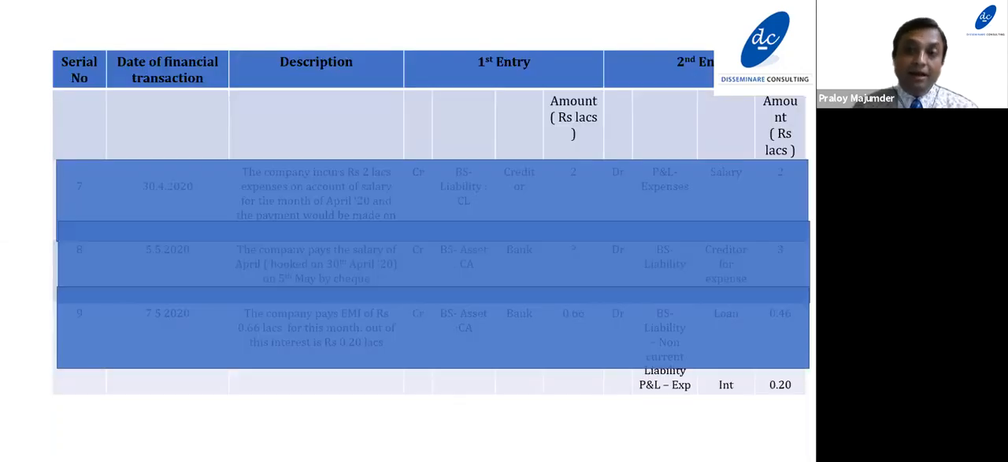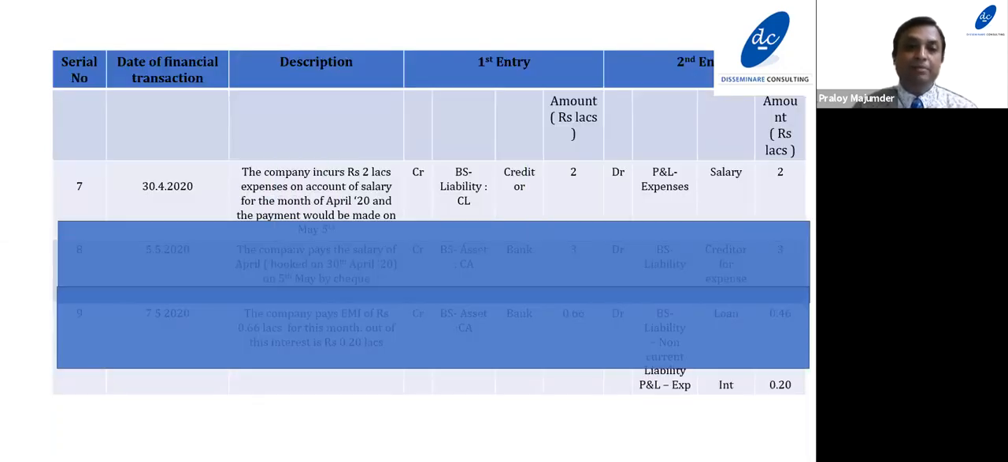Let us continue to take a couple of other examples. On 30/4/2020, the company incurs 2 lakhs expenses on account of salary for the month of April 20, and the payment will be made on May 5th. So in this case, it's a deferred outflow. So credit, balance sheet, liability, current liability, creditor 2 lakhs. It's an outflow on account of what? Temporary or permanent? Salary paid, is it a temporary or permanent outflow?